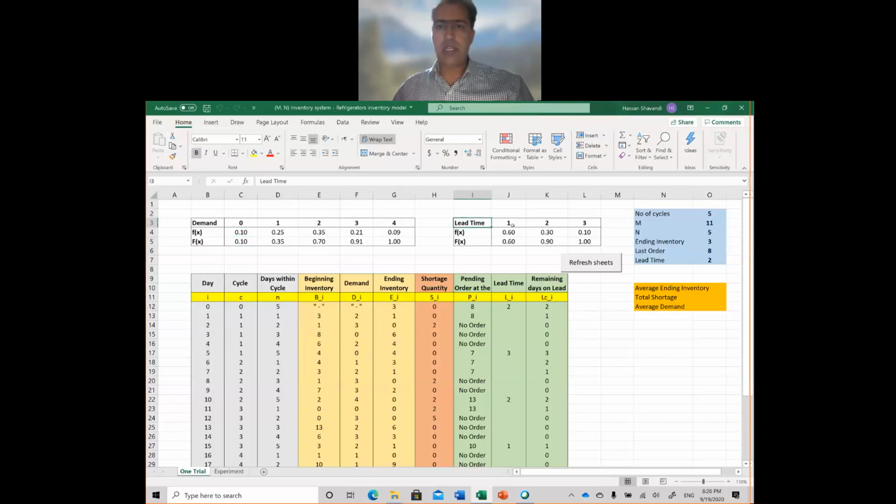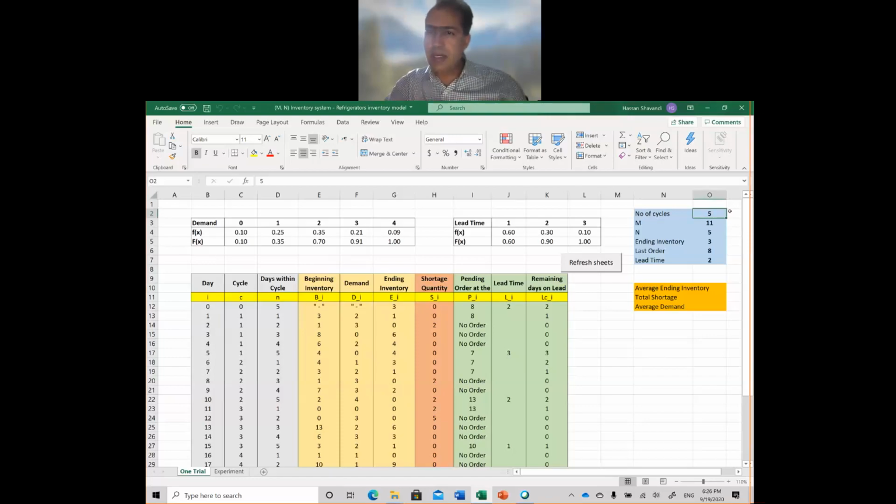Lead time could be 1 day, 2 days, or 3 days. Again, we have the probabilities, we have the CDF here, and these are the problem assumptions. The number of cycles that we are going to simulate is 5. So we'll have 5 cycles of 5 days. So in total, 25 days.